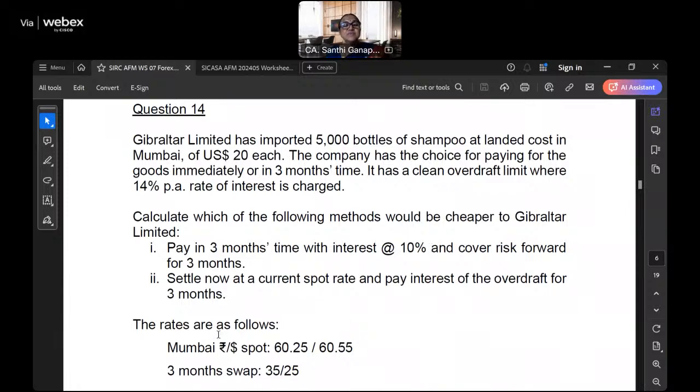See here, swap points are given. 35, 25. 35, 25 means what? High, low. So what should you do? Deduct. What does it mean? The base currency is at a discount. That is what it means.